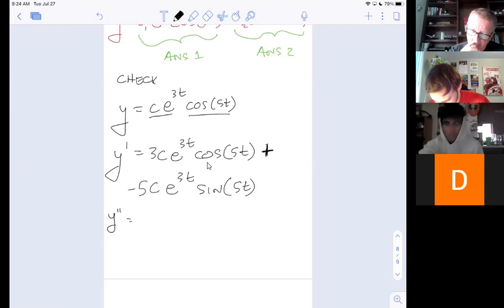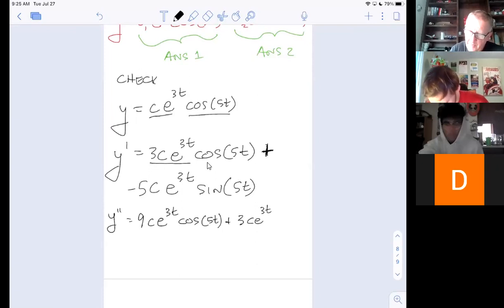So I'm first going to do the derivative of this top statement. Well, the derivative of 3ce to the 3t would be 9ce to the 3t, because I got to multiply by another 3, and the cosine comes along for the ride. Plus the derivative, so the 3ce to the 3t comes along for the ride, but then I got to multiply by the derivative of cosine, which is actually negative sine of the same exact junk, 5t.